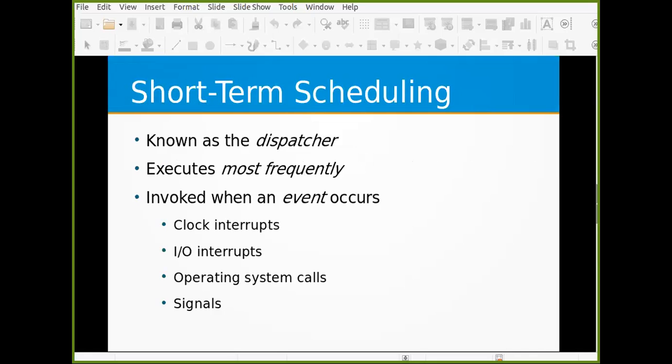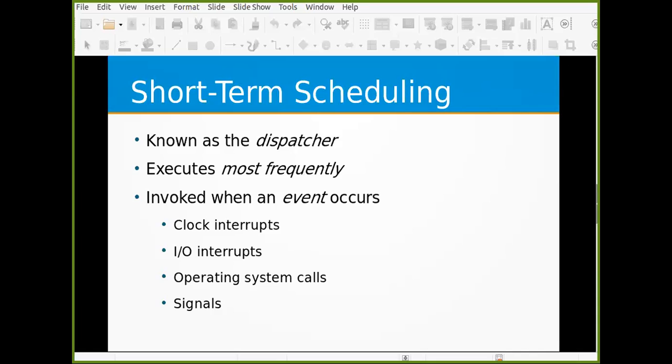And finally, short-term scheduling. It is also known as the dispatcher. The short-term scheduler is known as the dispatcher. And it executes most frequently, because the most frequent decision that the OS needs to take is at a time which process will run, or which process will move from ready to running state. That is taken by the short-term scheduler.